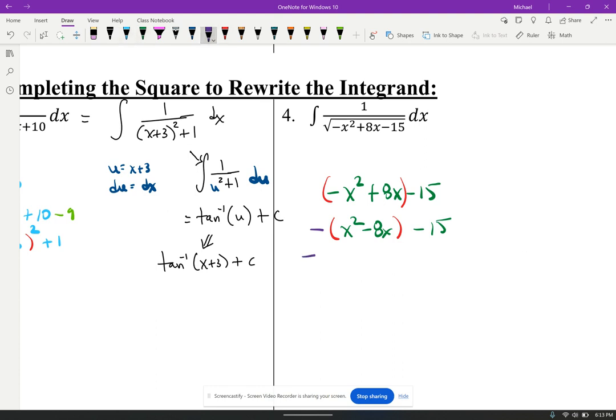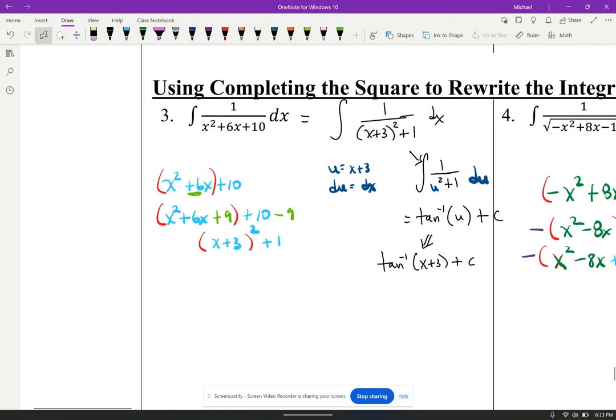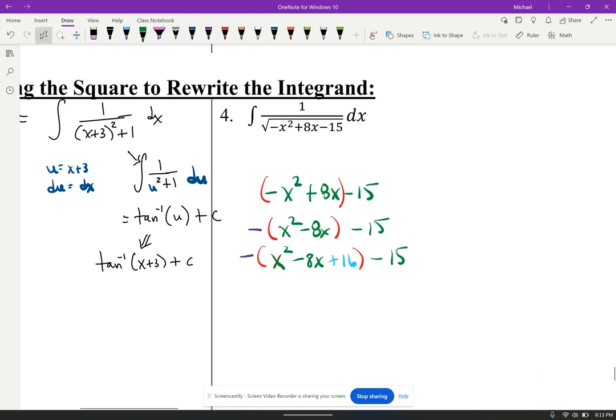The rule says take the coefficient of the x term, so that would be negative 8, cut it in half, that'd be negative 4, and then square it, so that's going to give me 16. And then I'm supposed to balance it out on the outside, just like I did over here. I introduced the 9, and then I balanced it out with a minus 9. And so I introduced a plus 16, so I'm supposed to balance it out over here.